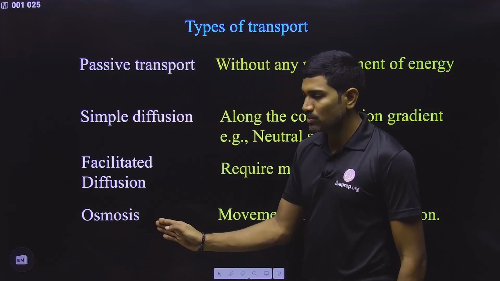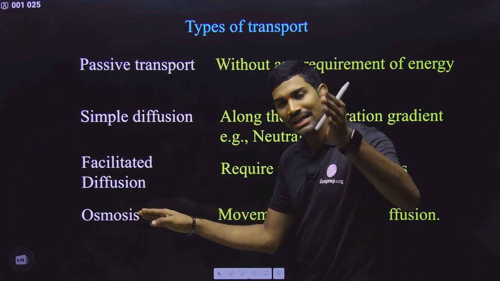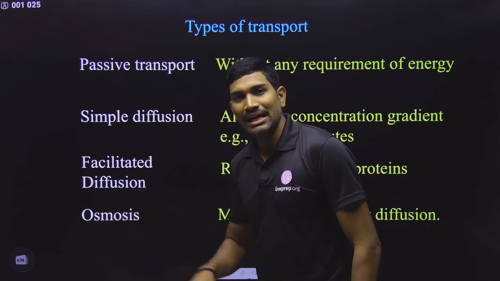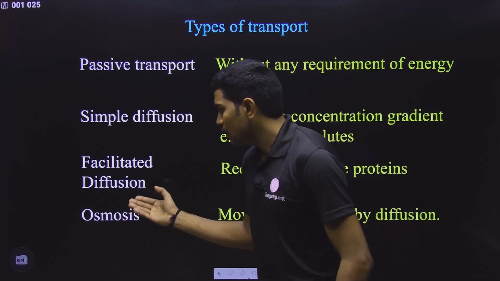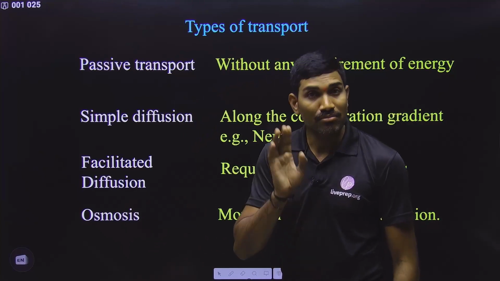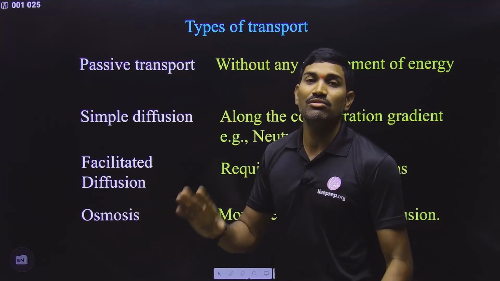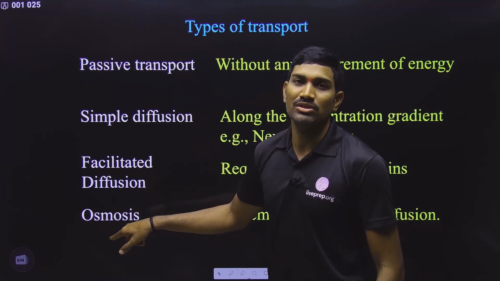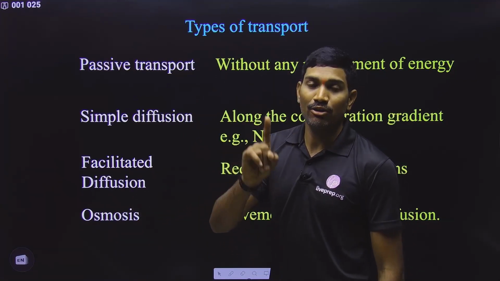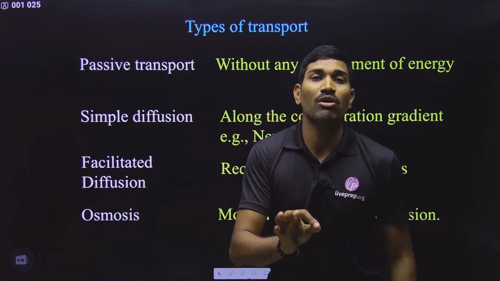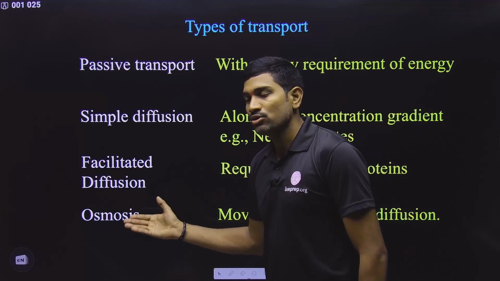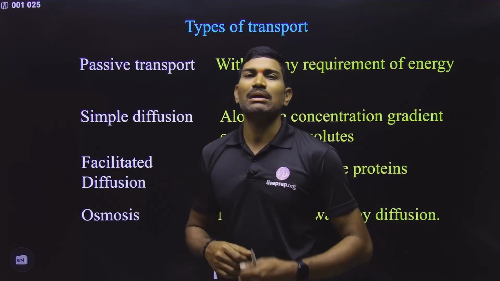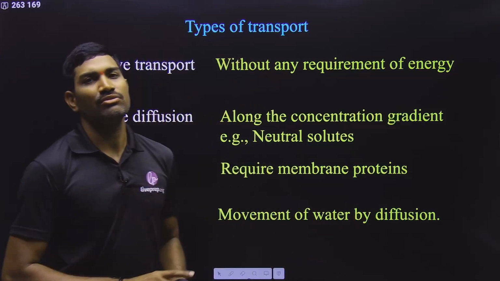Next one is regarding osmosis. Osmosis is also a type of facilitated diffusion. Please remember, osmosis is also a type of facilitated diffusion, because here also a membrane protein is required, but this term is exclusively used for movement of water. For water movement, we use the term osmosis. For the movement of water across the membrane, a membrane protein called aquaporin is required. So osmosis is like facilitated diffusion, but exclusively used for movement of water.